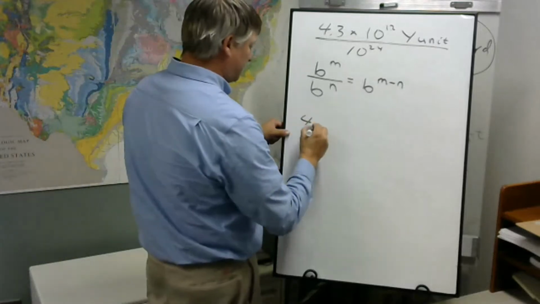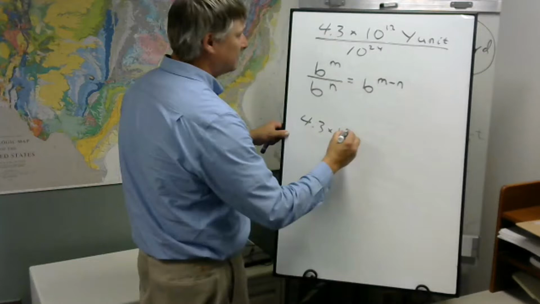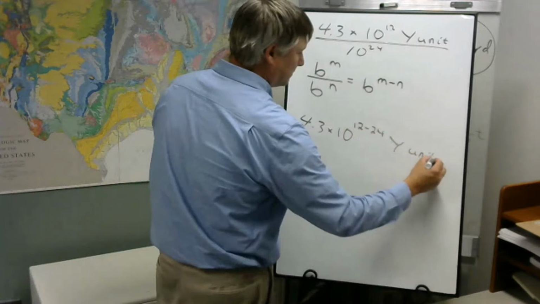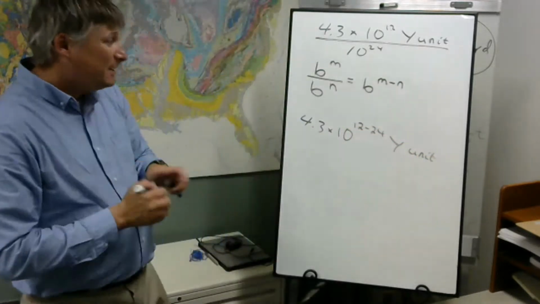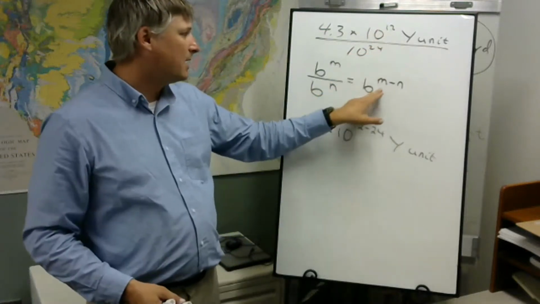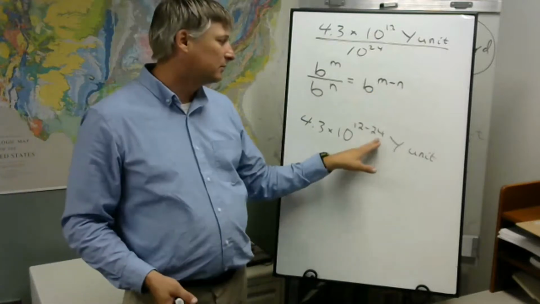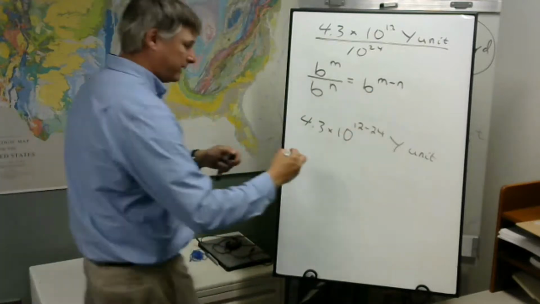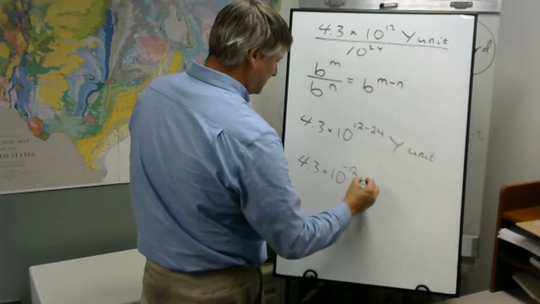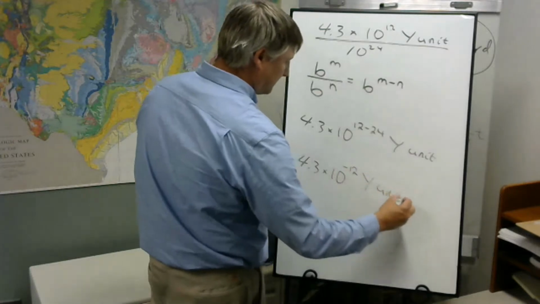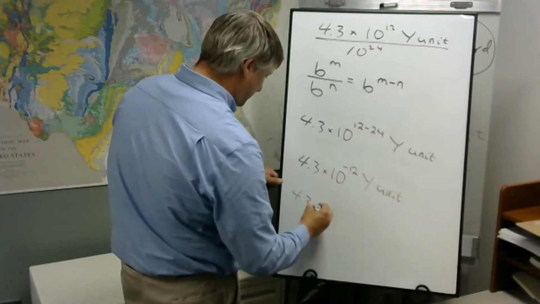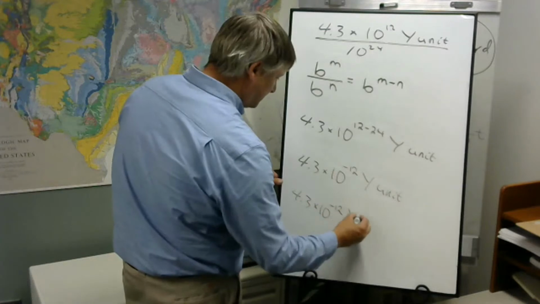So what we'll get is 4.3 times 10 to the 12 minus 24 yotta units. And even though this is a smaller number than this one, you always subtract the bottom from the top. So we're going to subtract the 24 from the 12. And what we'll get is 4.3 times 10 to the negative 12 yotta units. And finally, we just drop this unit here. 4.3 times 10 to the negative 12 yotta.